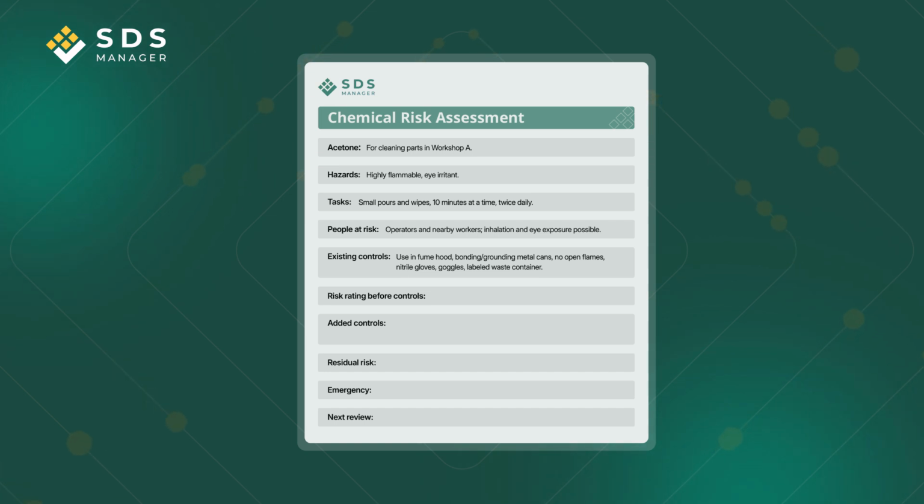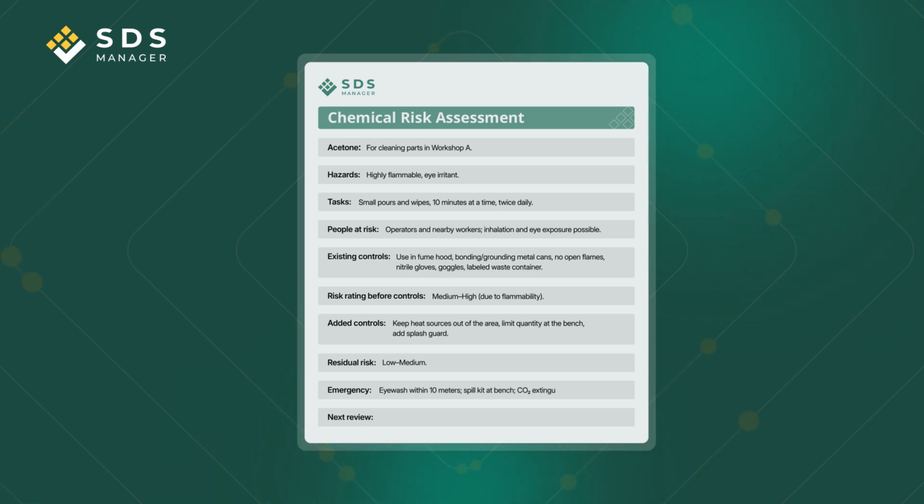Risk rating before controls: medium-high, due to flammability. Added controls: keep heat sources out of the area, limit quantity at the bench, add splash guard. Residual risk: low-medium. Emergency: eye wash within 10 meters, spill kit at bench, CO2 extinguisher nearby. Next review: 12 months or if process changes.